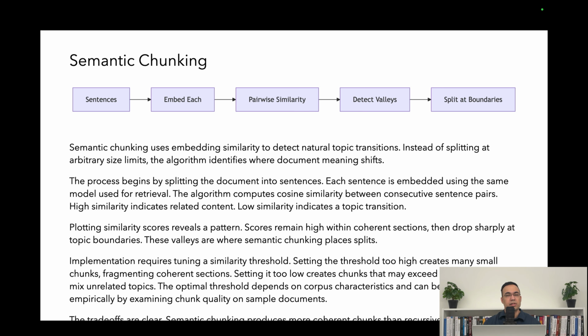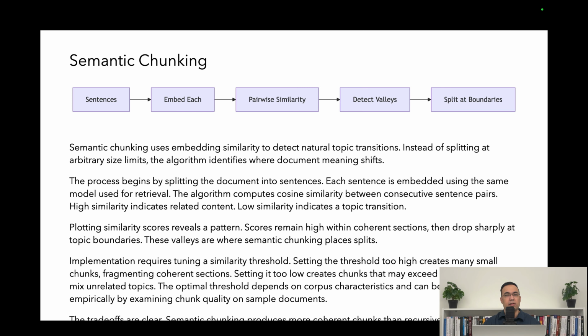Implementation requires tuning a similarity threshold. Setting the threshold too high creates many smaller chunks, fragmenting coherent sections unnecessarily. Setting it too low will create chunks that may exceed context limits or mix unrelated topics. The optimal threshold depends on your corpus characteristics and should be determined empirically by examining chunk quality on sample documents.